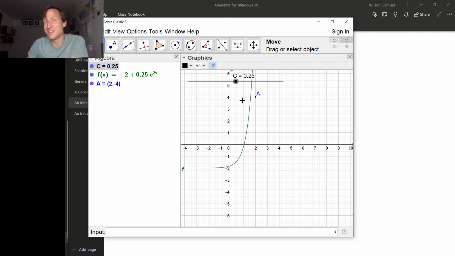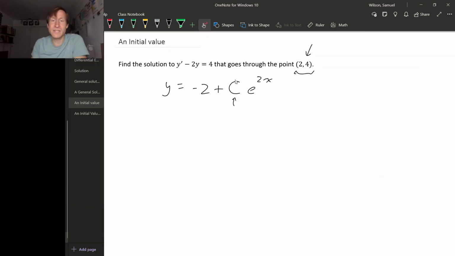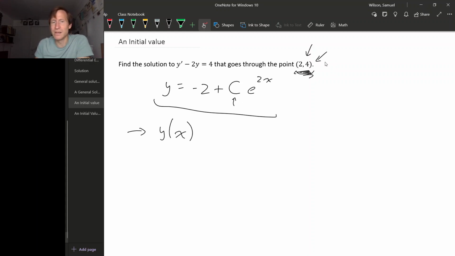So using a slider like this isn't going to do it. We're going to have to find the appropriate value for c algebraically somehow. So let's see how we can make that happen. This is the general solution. I haven't been writing the fact that it's a function, but remember, y is really a function of x here. And we want it to go through this point. So how can we express that this function is supposed to go through that point?